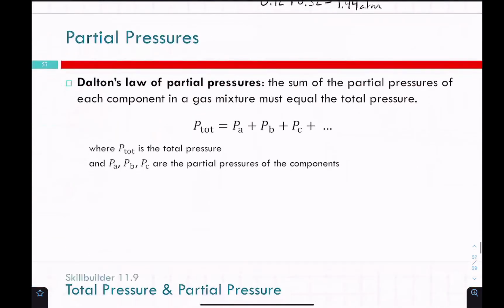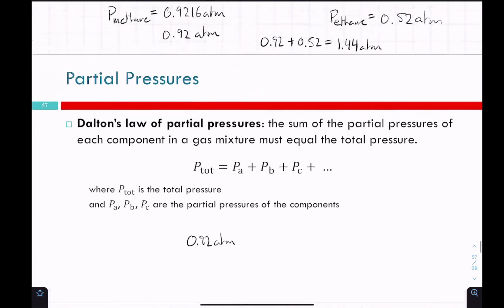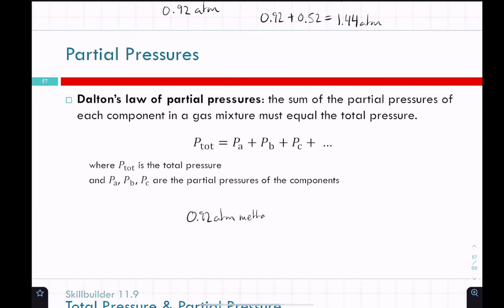Which is Dalton's law of partial pressures. So the total pressure of a gas is the sum, or is adding up, all of the individual pressures of the gases. So for however many components there are, you can add up all their partial pressures and get the total pressure. And that would be taking the 0.92 atm of methane plus the 0.52 atm of ethane equals 1.44 atmospheres. So equals that total.